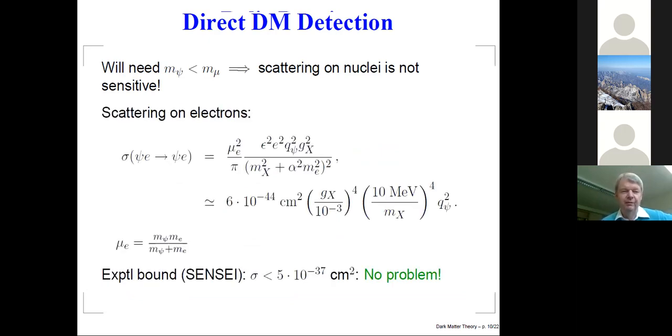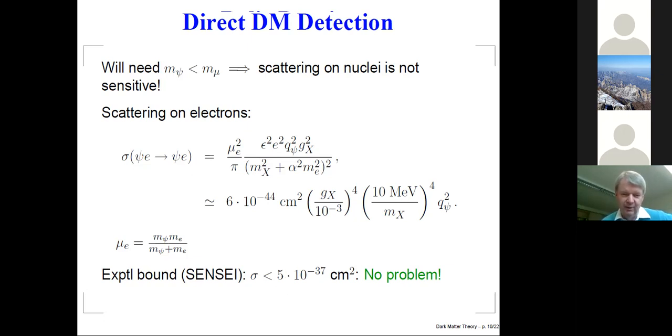Now, recently, people have started to look at scattering on electrons also. So here's the cross-section for the dark matter electron scattering. However, our dark matter particle couples to electrons only through this kinetic mixing, which is a loop effect. So this vector epsilon appears here. Therefore, the typical size of the cross-section is something like 10 to the minus 43 centimeters squared. The bound is a few times 10 to the minus 37 centimeters squared. So there are like 7 orders of magnitude in between. So there's absolutely no problem with that.